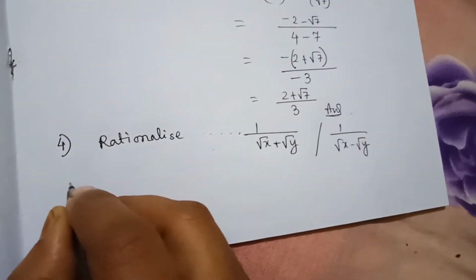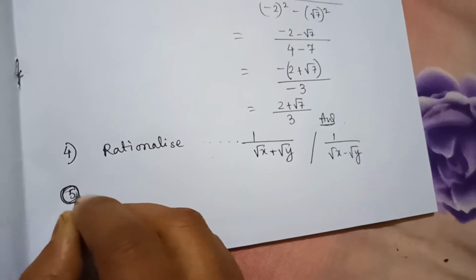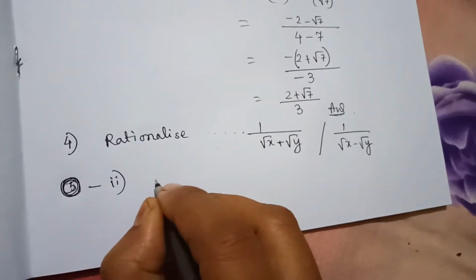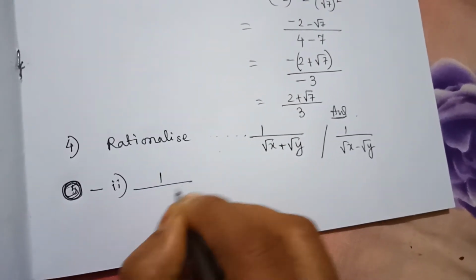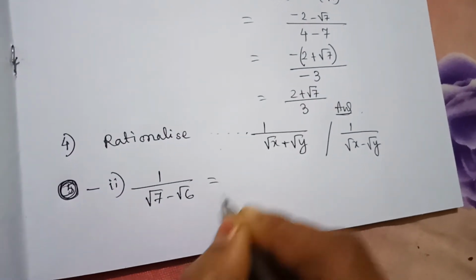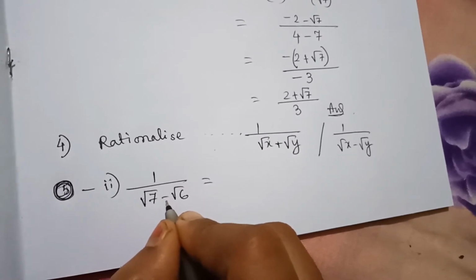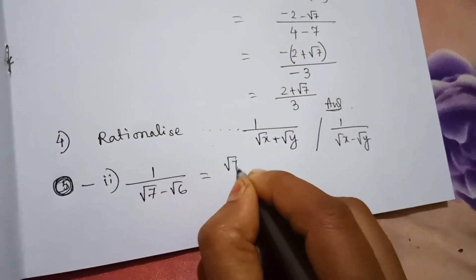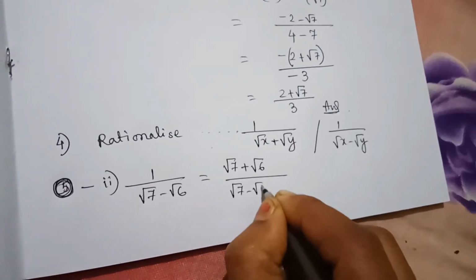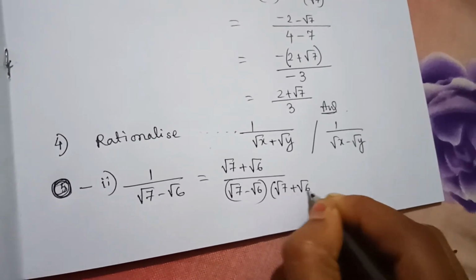So I am doing a question from exercise 1.5, that is question number 5, number 2. Number 2 I am doing. So it's 1 divided by root 7 minus root 6. What I told, whatever is given here, we will just multiply with the opposite one. So it's root 7 plus root 6 divided by root 7 minus root 6 into root 7 plus root 6, right?